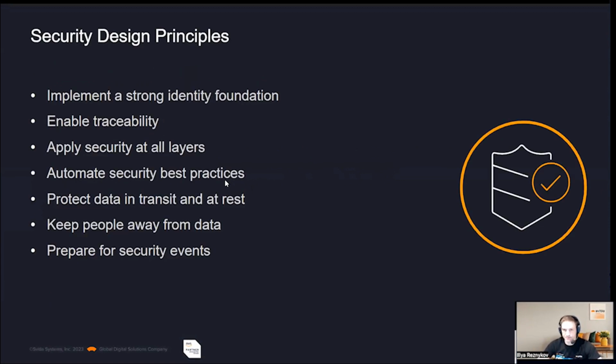Obviously, behind the security pillar there are some design principles. At first, we need to implement a strong identity foundation. We need to implement the principle of least privilege. We need to understand that each resource and each user should have its own identity. We should avoid excessive permissions. We need, for example, to use short-lived credentials instead of long-lived credentials and so on. We need to enable traceability of each security event that could happen in the system.